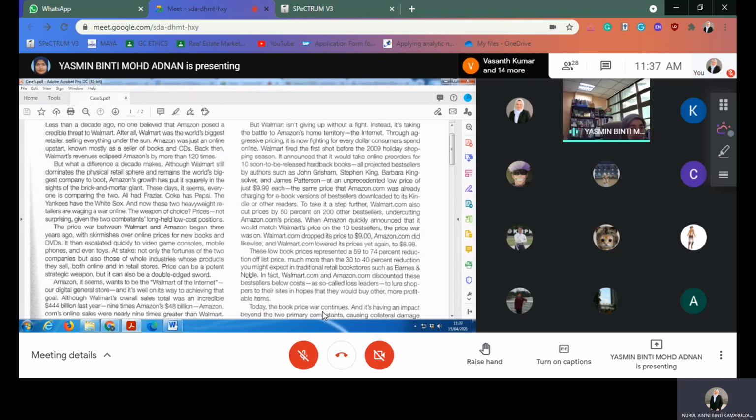Okay, the thing is, it just started off to give a background of where Walmart was and where Amazon was at that time, some decades ago. So Amazon just grew. Before, when I wanted to buy books, I would look for second hand ones on Amazon.